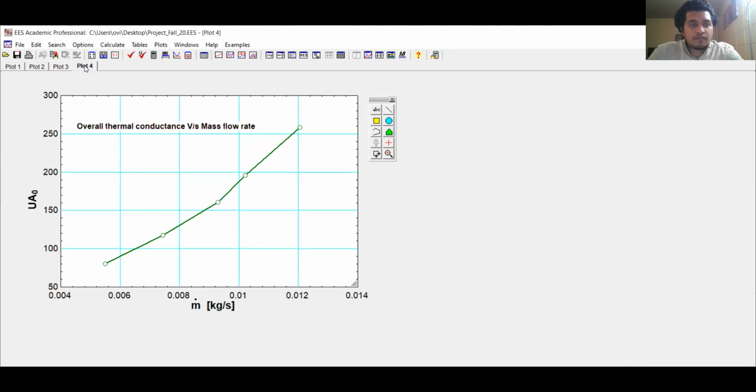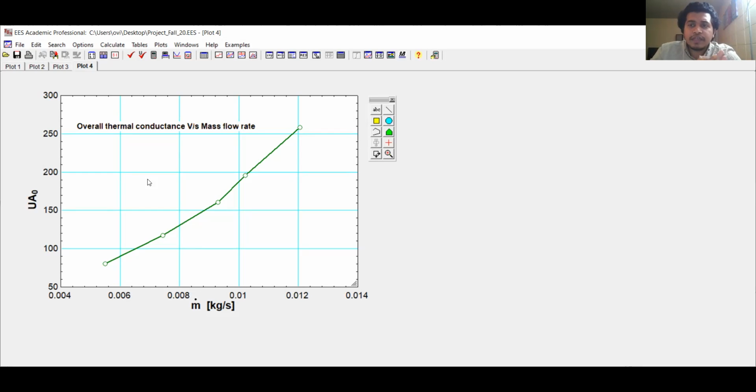In plot 4, we demonstrate the variation of overall thermal conductance versus mass flow rate, from where we can see that when the hot inlet temperature is 96 degrees Celsius, the overall thermal conductance also increases with mass flow rate. It is due to the fact that with increasing mass flow rate, the Reynolds number increases, and as a result the Colburn factor also increases, which is directly proportional to the heat transfer coefficient. So the overall thermal conductance also increases.